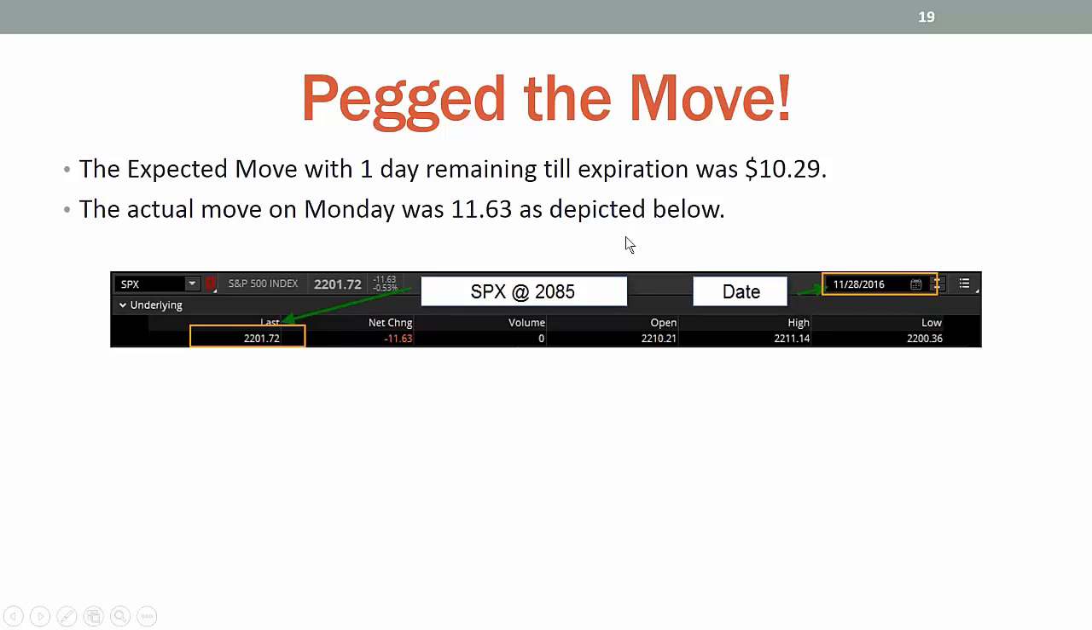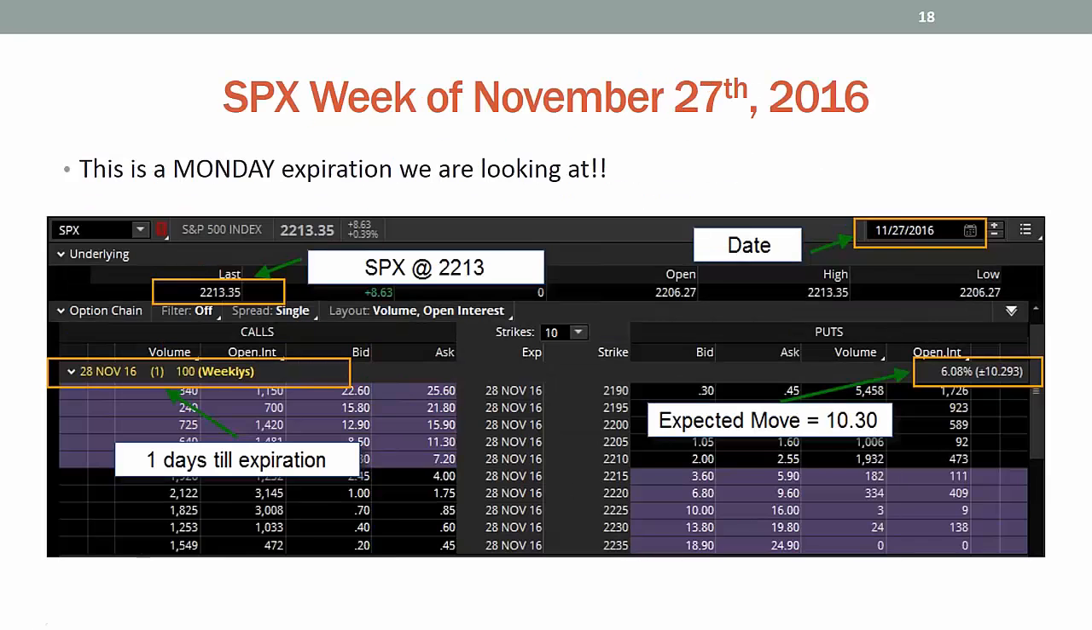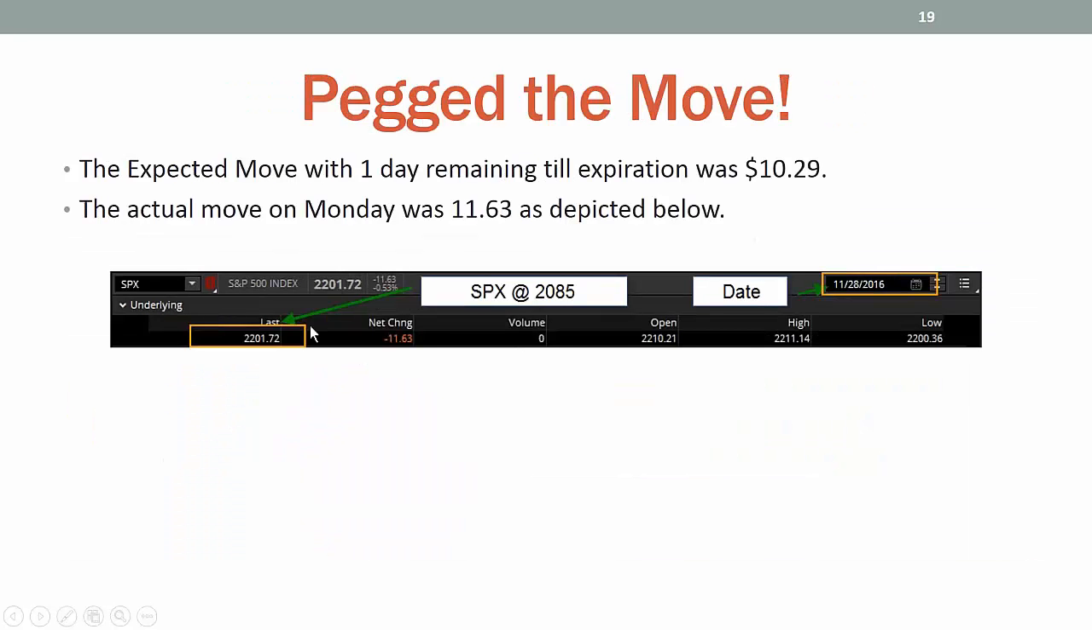$11.63 as depicted below. Again, SPX, oops, I apologize, that's the wrong number over there. It's not the 2085, the SPX over here. I did not change the screen, okay? The SPX came right there, 2201. The actual move was $11, and there it is, 63 cents. So again, I apologize for the mistake in the PowerPoint, but if you look at the SPX on Sunday, it's 2213. Here it is at 2201. And by the way, feel free to consult the trading application: it was down $11.63. It missed the expected move by pennies on a $2,200 product.